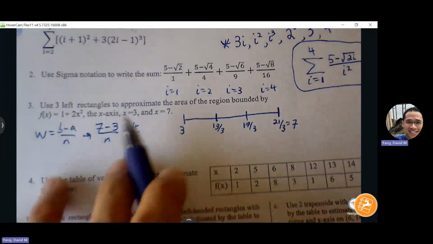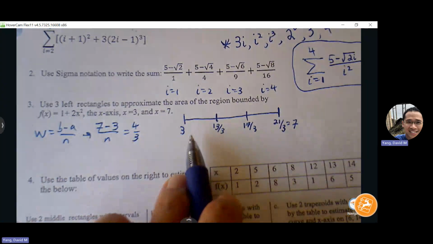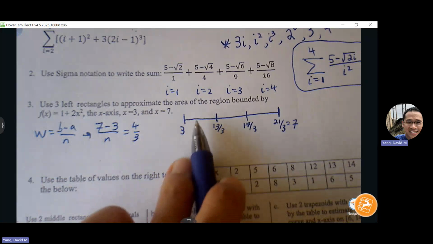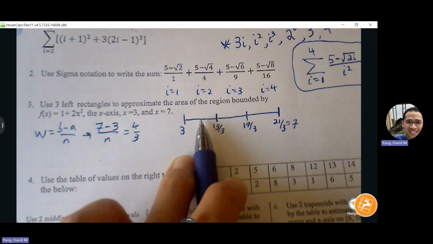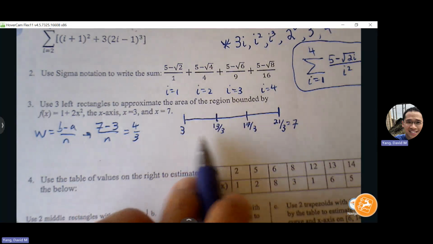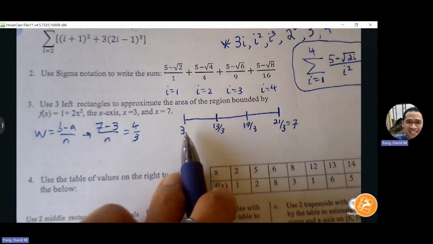This one is a little bit easier. It's not asking for the midpoint. For the midpoint, I would add the 2 numbers, find the average of the 2 numbers, and divide by 2 or multiply by 1/2 to get to that midpoint, and then plug into the function. But here, I can just rely on my width and my left height.